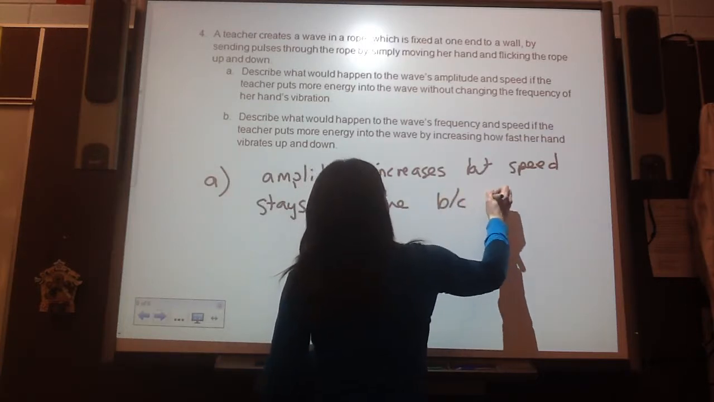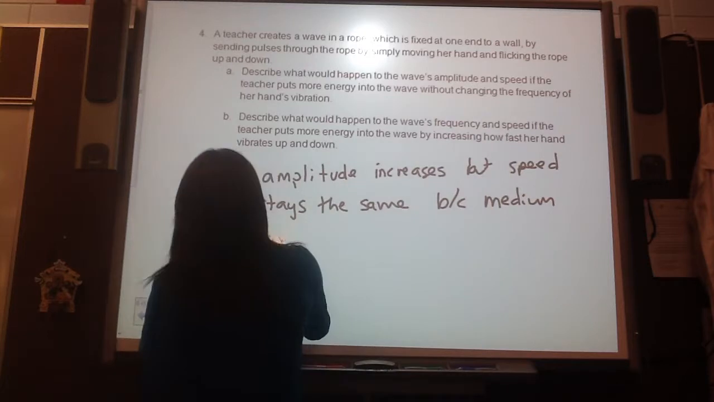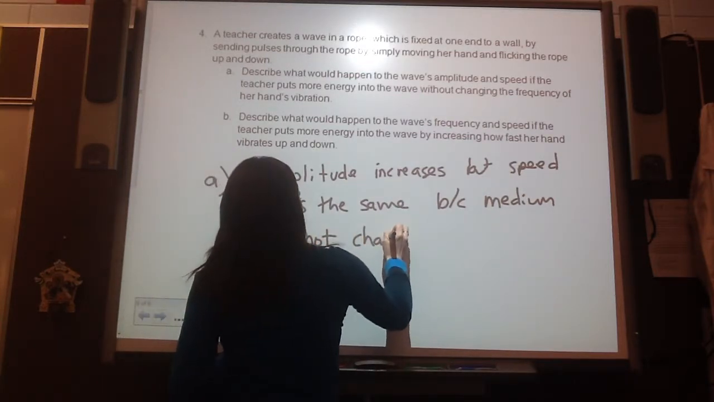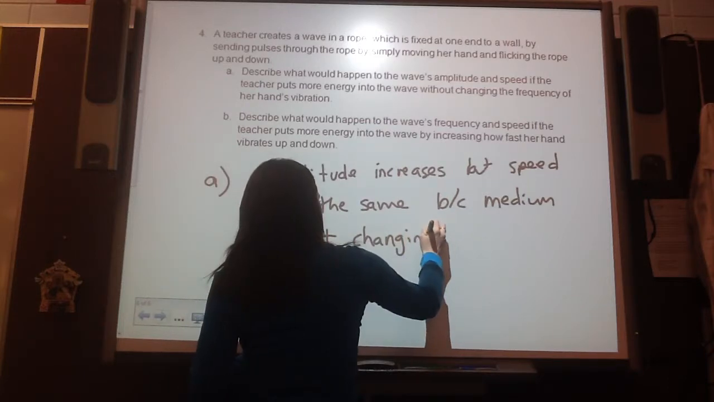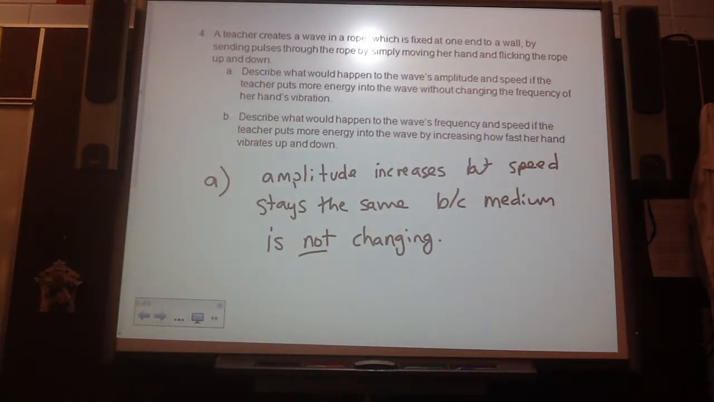Because the medium is not changing. Remember, if you keep that medium the same. In our notes it says if the medium changes, the speed of the mechanical wave will also change. But if it stays the same, it doesn't need to.